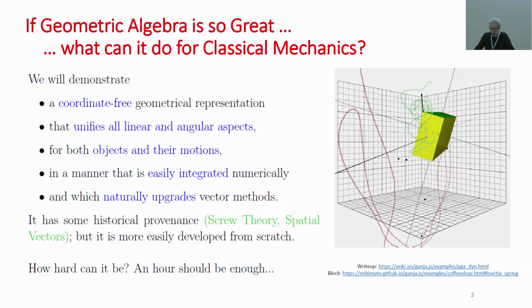We will show by Steven's software that it's very easy to integrate the resulting equations numerically, but we'll also show that the vector methods are contained in there, and you can very easily, if you're used to doing these things by vectors, embed that, upgrade it, and get all the symmetries and advantages of the PGA. There is some historical provenance in doing it this way, the screw theory and the spatial vectors. I'll relate a little bit to those at the end, but it's more easily developed from scratch just in the PGA context, and then we'll do the correspondence later. It's not that hard, so an hour is enough.